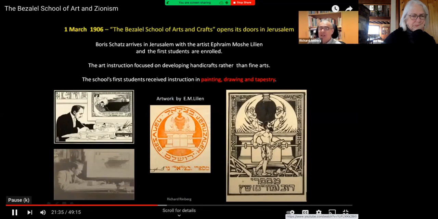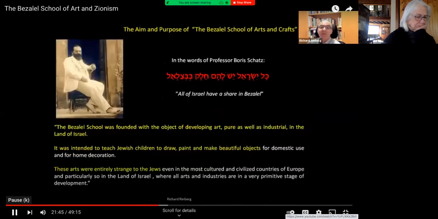And interestingly enough, these stepways and such like, he was a Mason. So some of this is actually the iconography of the Masonic. He's a lodge member. Now, what's the aim and the purpose? And these are actually in the words of Boris Schatz. Kol Yisrael yesh lehem chelek b'Bezalel. He's taken that obviously from Pirkei Avot, that everybody in Israel has a share, chelek, right? Ba'olam haba, in the world to come.